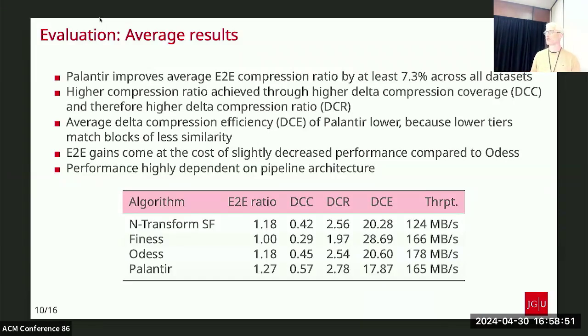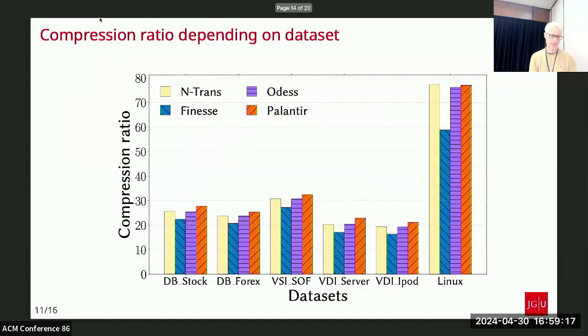What is the impact on throughput? The impact on throughput is mostly hidden by the pipeline design, which you have in modern backup systems. Therefore, you see that we have around 7% less throughput than the best performing approach, ODES. But again, we think that we even can hide this 7% so that we can come to the same performance as the state of the art by also detecting better matching blocks.